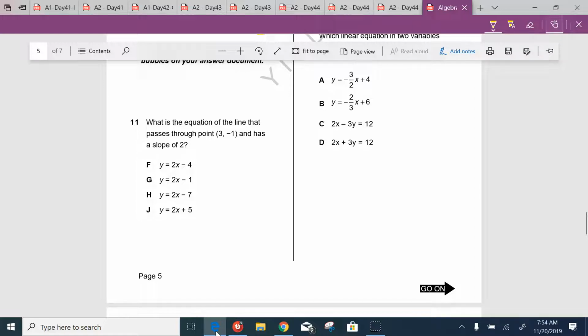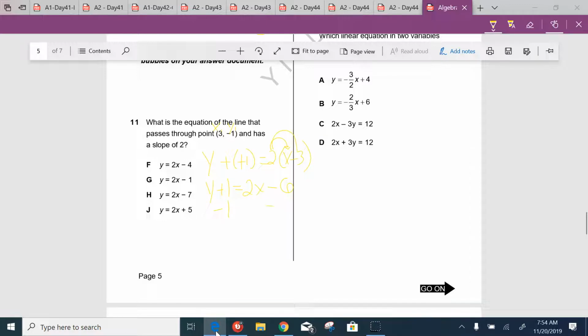Number 11. What is the equation of a line that passes through the point 3, negative 1, and has a slope of 2? We have a point, we have a slope. We're going to use the point slope formula. y minus y1 equals our slope times x minus x1. So that's our x1, that's our y1, this is a quick review. Double negative means plus positive, so I have y plus 1 on the left, leave that alone. I'll distribute the 2 times x, which is 2x. 2 times negative 3 is a negative 6.